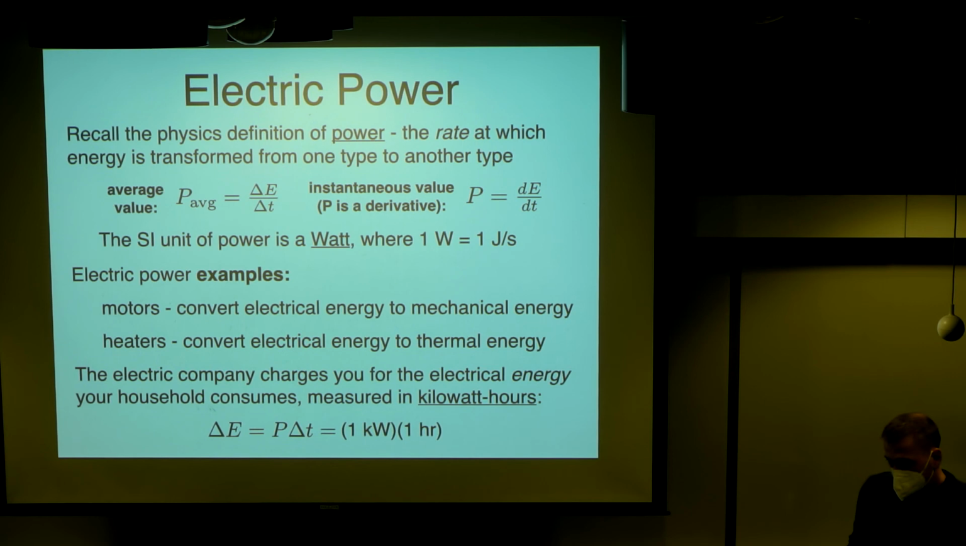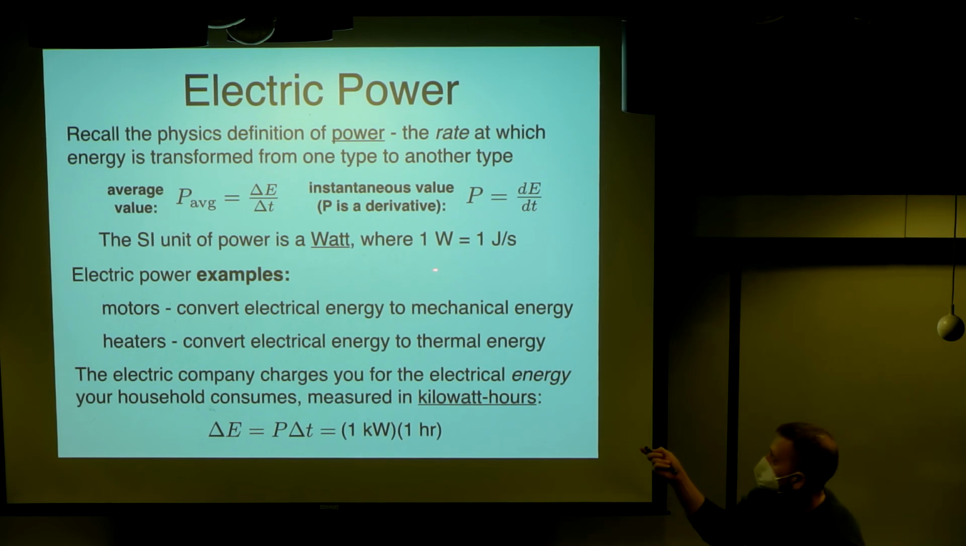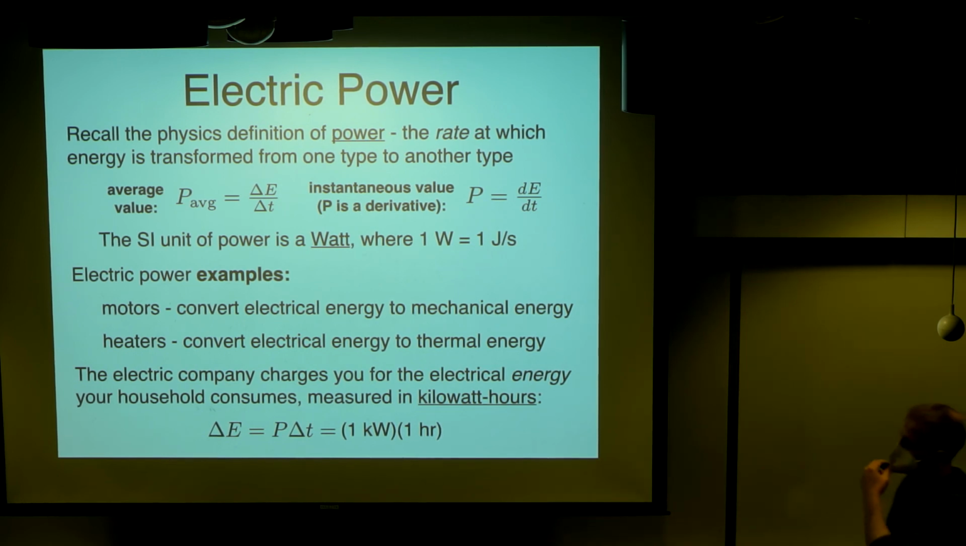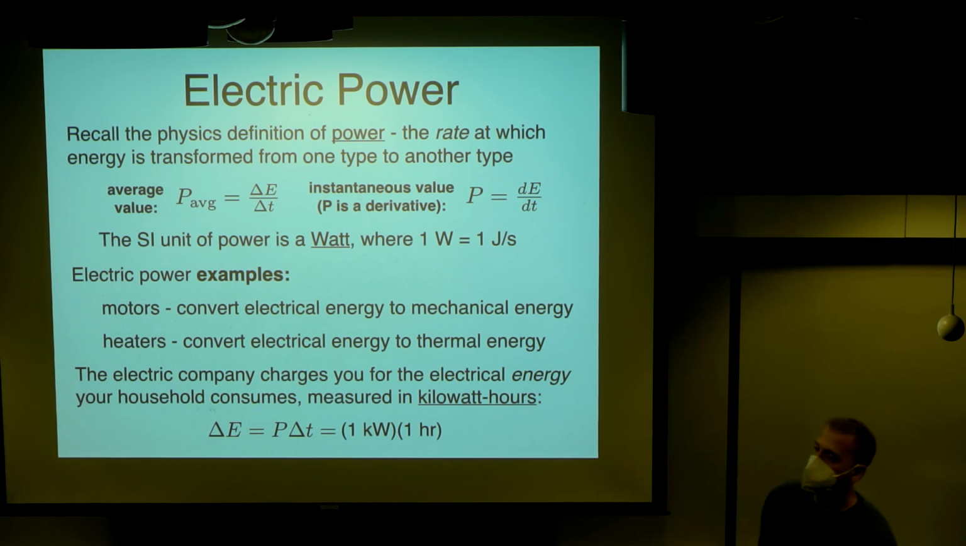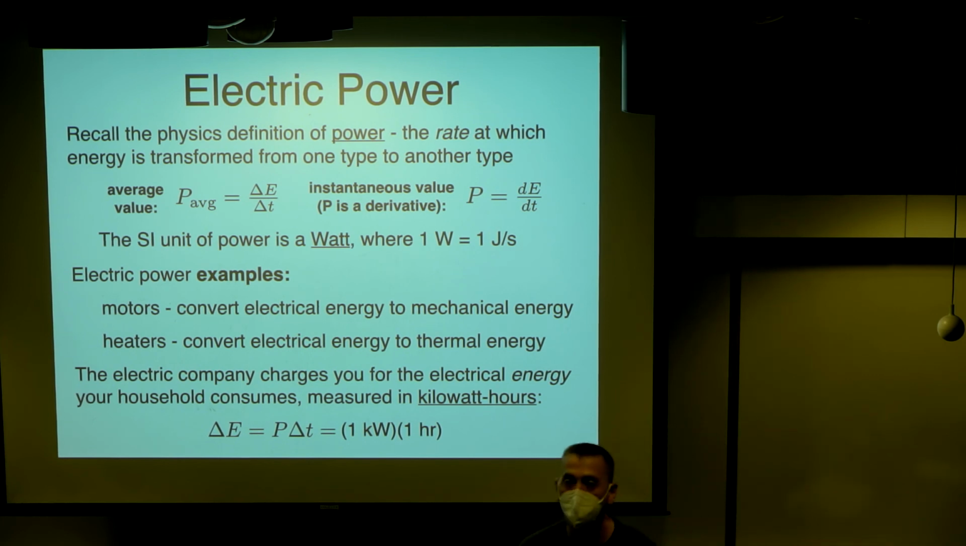Okay, what about units? We know the SI unit is a watt. Remember, a watt is defined as a joule, which is our energy unit, per second, which is our time unit. Okay? So let's take a look at a few examples of how this definition of energy transformed per unit time applies in some different cases.